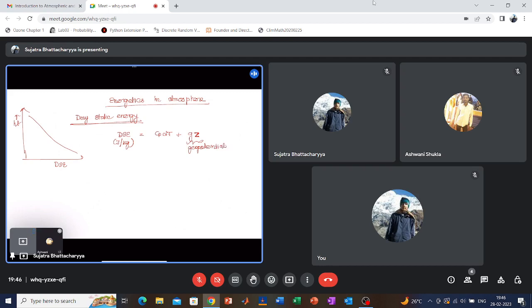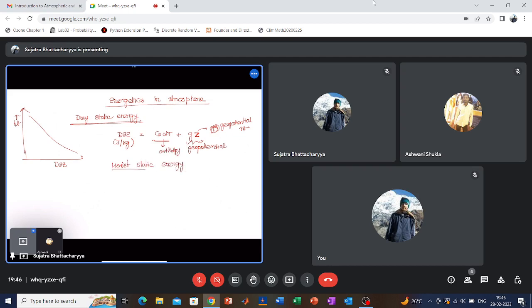Geopotential. And this z is geopotential height. And CpdT, you know, is the enthalpy. Another is the moist static energy, where the moisture is also playing some role. Some energy is also due to the moisture.